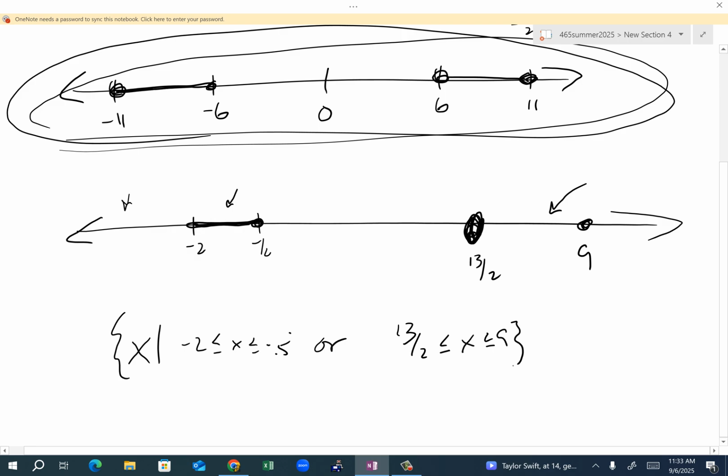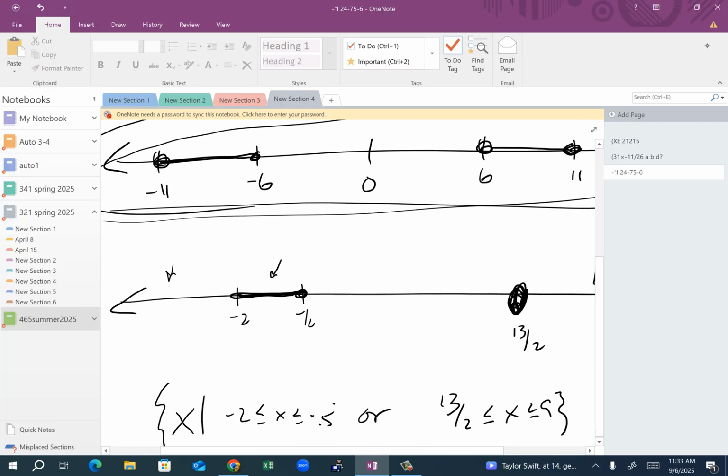Ta-da! Applaud for me, Joseph. Okay, anyway. Yeah, that's the plan. Okay, so yeah, that's what we're doing.